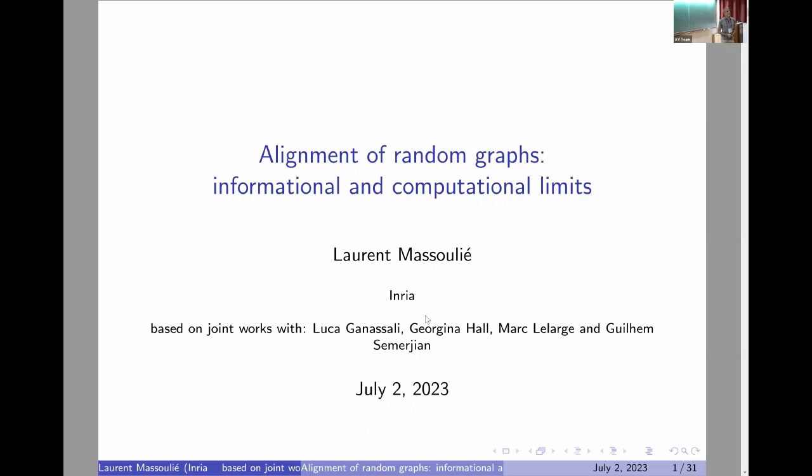So I'll be talking today about a problem that I've been working on for the last 4 years, a bit more, which is the topic of alignment of graphs. And tomorrow I might switch topics and tell you a little bit about distributed optimization problems. So let's get going.